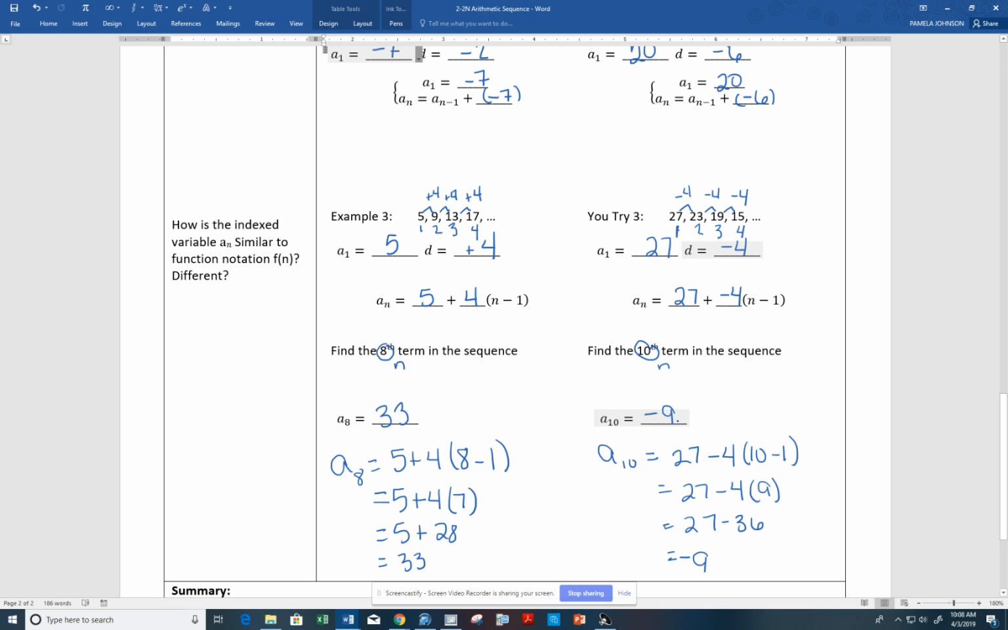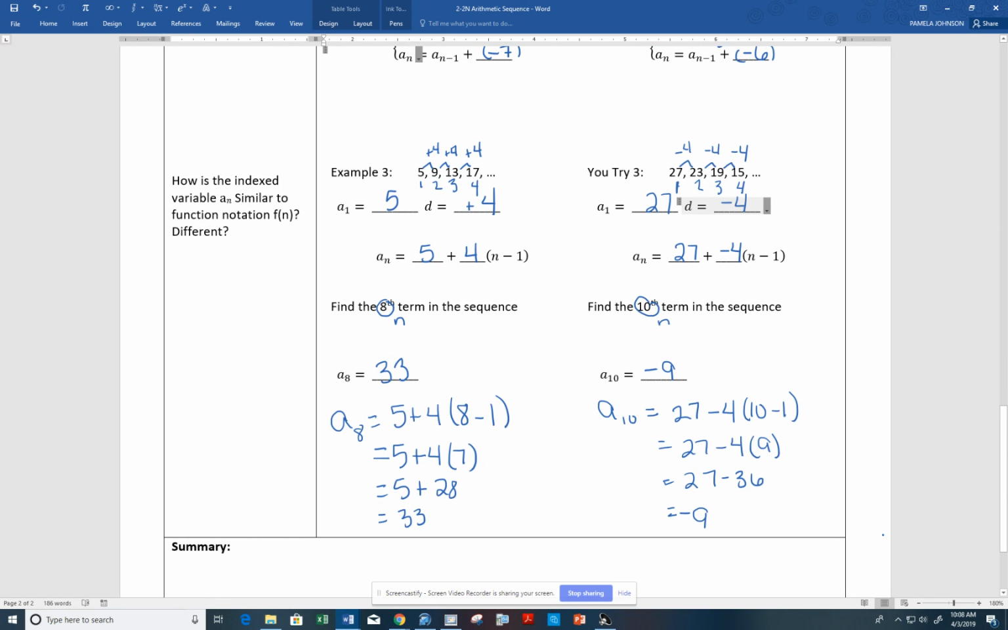All right. I hope you spotted that error, guys. And if you have questions, you can text me on my remind. Enjoy your assignment. You have some where you're writing the explicit formula, some where you're writing the recursive formula, and some where you're finding a term further down the sequence.